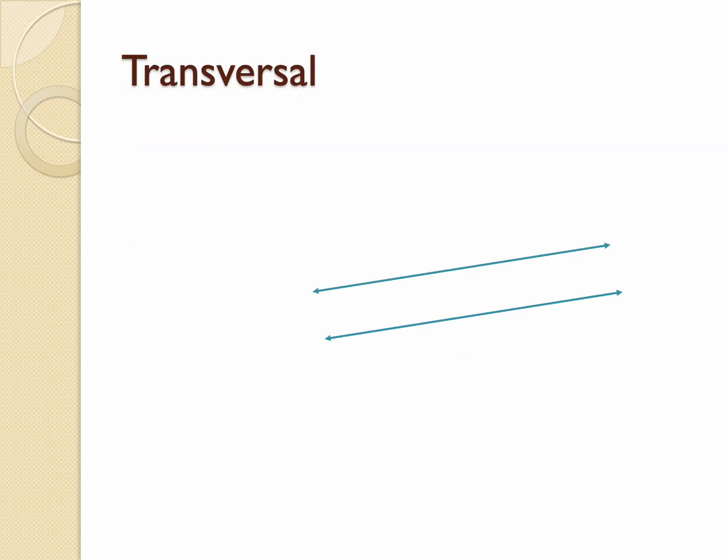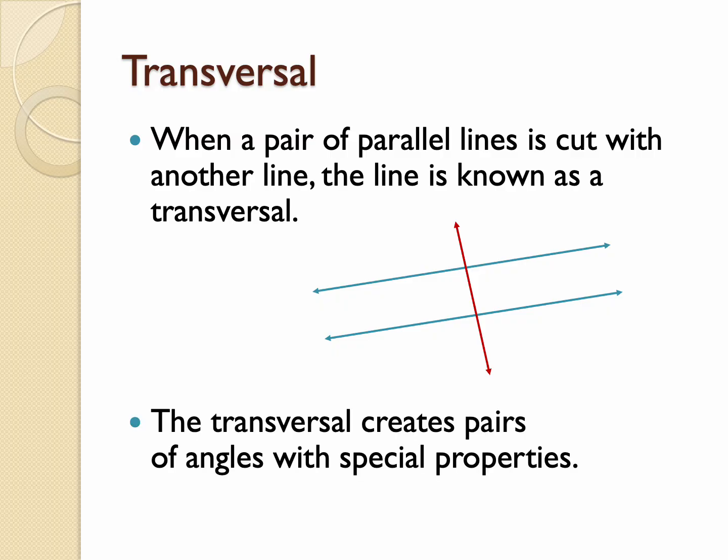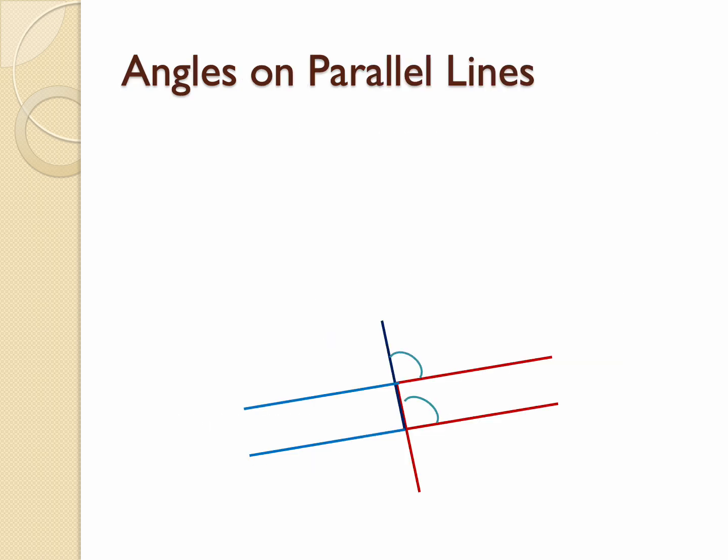So now, the next main concept based on that is the concept of transversal. So again, if we have two parallel lines and we draw a line through them, then this cross-cutting line is called the transversal. And as a result of this transversal, many new pairs of angles emerge which have special properties. So the first pair of angles is called the corresponding angles.